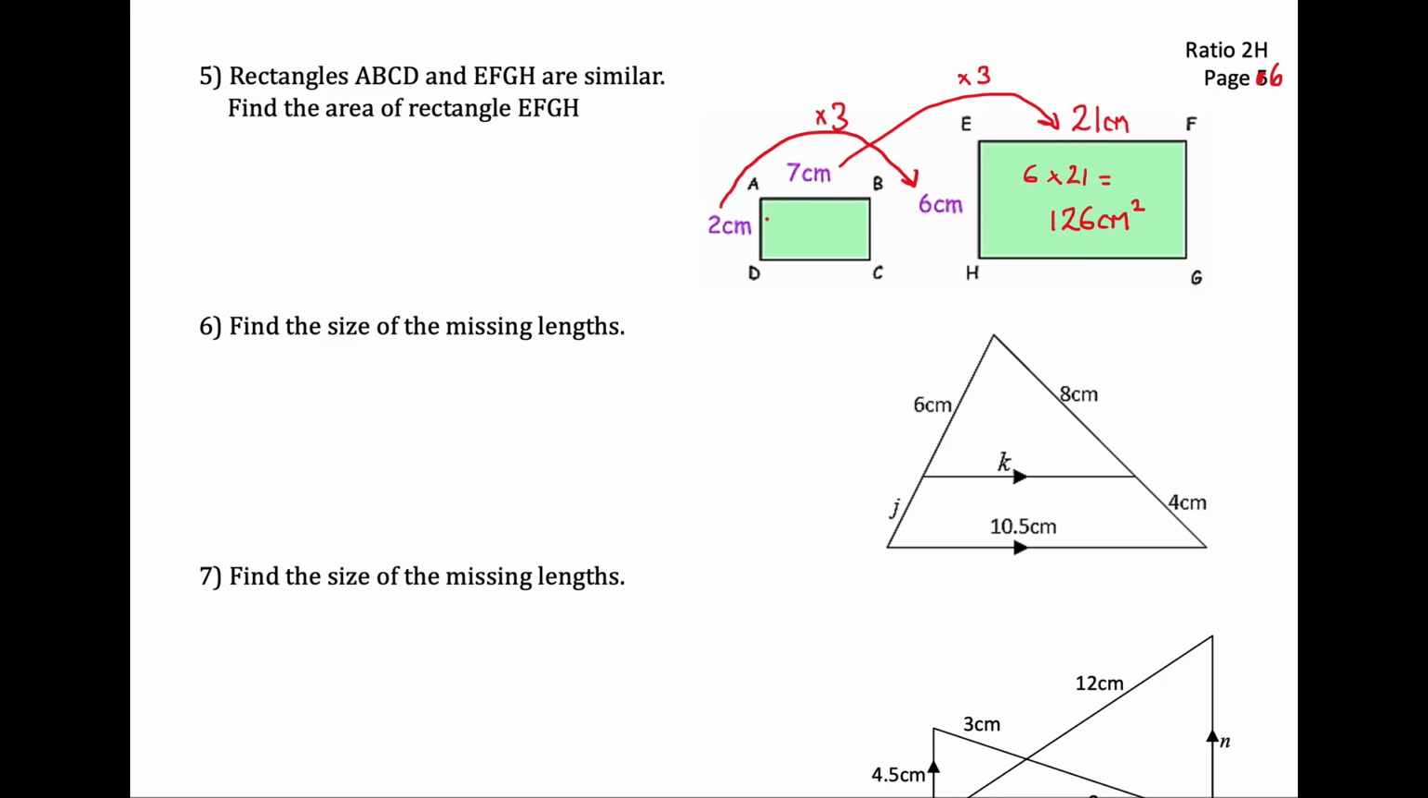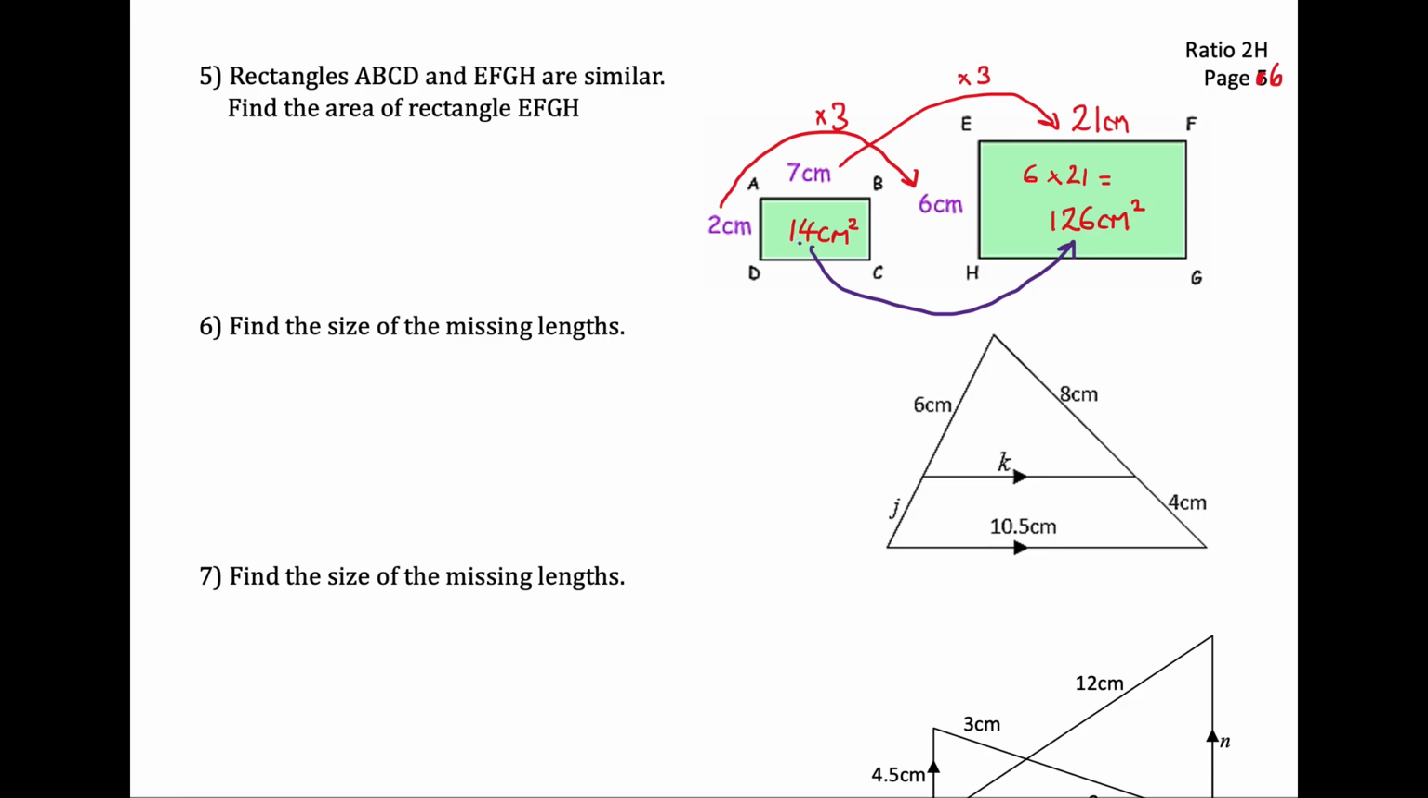Okay, now let's look at the area of the first rectangle. 2 lots of 7 would be 14 square centimetres. So what's interesting here is that the area scale factor is not just multiplying by 3. Some of you may have been tempted just to find the area of this first rectangle and times it by 3 to get the area of the next rectangle, but that wouldn't have worked. And we will go into more detail about that later on.